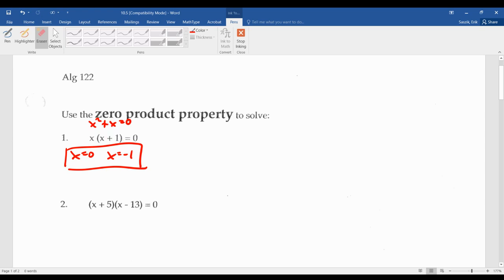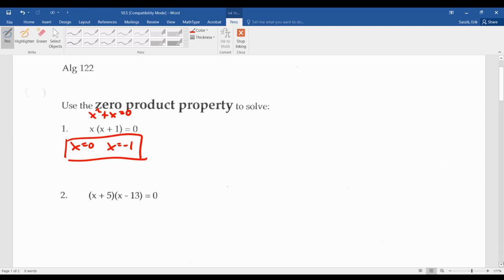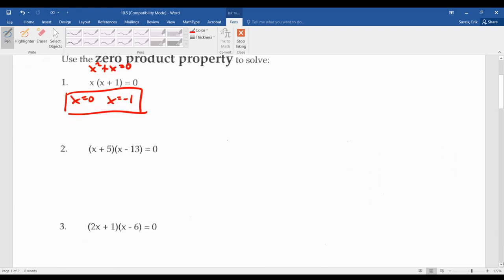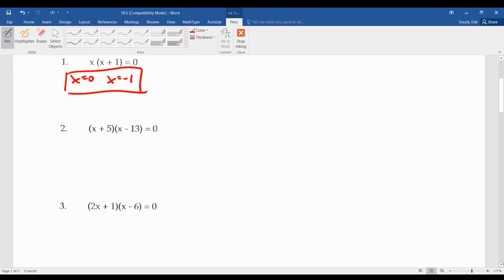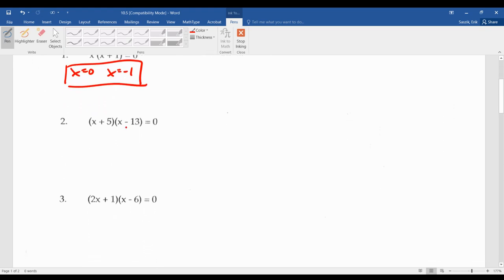Notice how the equation was set equal to 0 to begin with. That's key. So all you're doing is asking yourself, how do you make each set of parentheses equal to 0? Well, here, clearly this one has to be -5. This one has to be +13. That's a no-brainer, right? Because if you plug in 13, 13 minus 13 is 0. I don't even care what this comes out to, because 0 times anything gives me 0. It works.